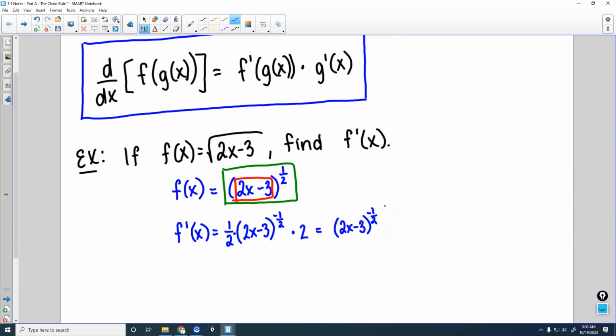You can stop there if it's free response. Most of the time, they're going to send that back down to the bottom, 2x minus 3 to the 1/2. And a lot of times, they'll change it back to a root: 1 over the square root of 2x minus 3. Like that. And so this would be your derivative.